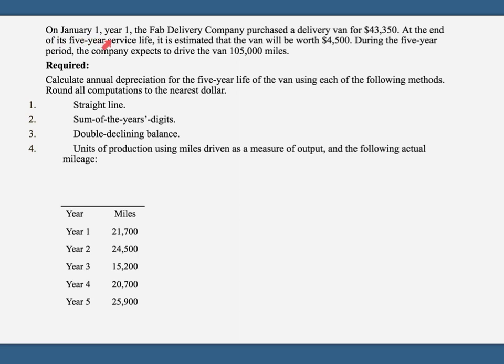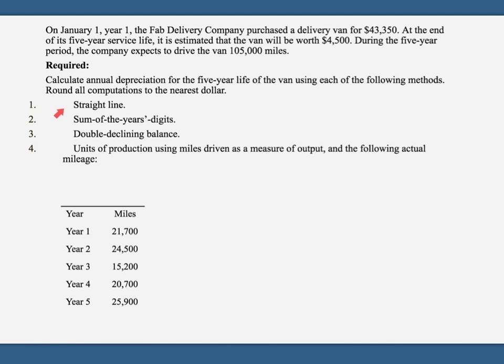On January 1st, year 1, the Fab Delivery Company purchased a delivery van for $43,350. At the end of its 5-year service life, it is estimated that the van will be worth $4,500. During the 5-year period, the company expects to drive the van 105,000 miles. And we're required to calculate annual depreciation for the 5-year life of the van using each of the following methods. And we'll round all our computations to the nearest dollar.